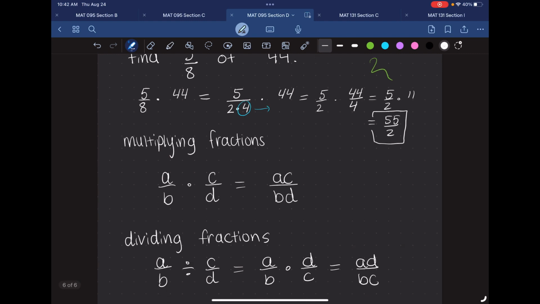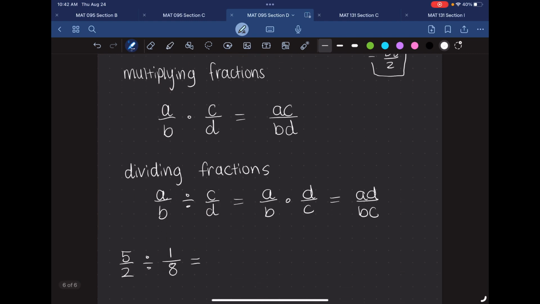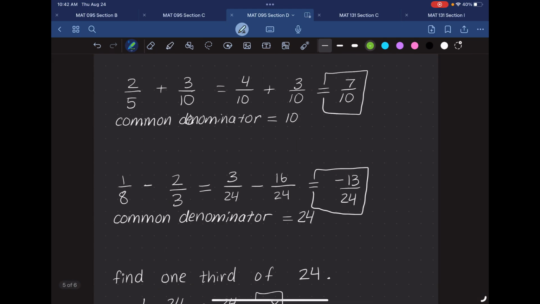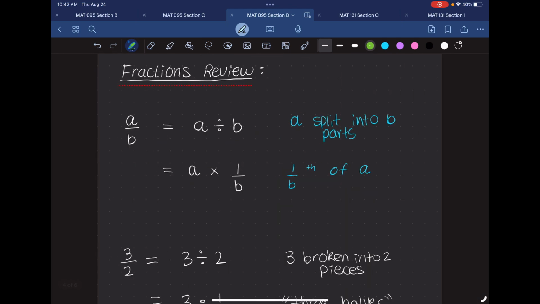All right, so multiplying fractions, we've been doing that, so hopefully this looks familiar. Just to summarize, when I'm multiplying fractions, I'm going to multiply across the top, multiply across the denominator, and the new numerator is going to be the product of my old numerators, and my new denominator is going to be the product of my old denominators. And now I want to talk about dividing fractions. We actually went over this already in the first slide.